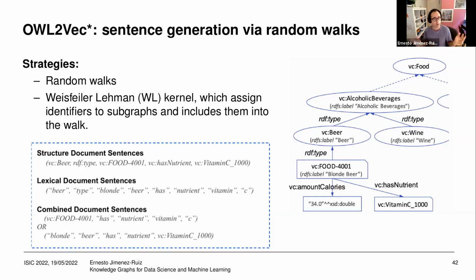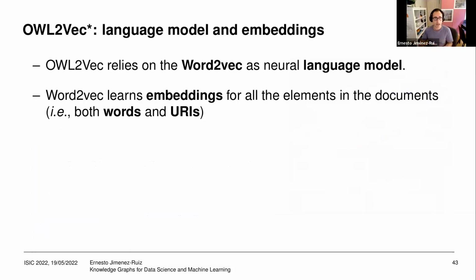And then we have the combined document, where it tries to create sentences mixing words and URIs. And the idea is to create some strong correlation between URIs, that would be between the URIs of the entities, and also between the lexical information that appears on those entities, trying to have this correlation between not only word to word, but also word to URI.